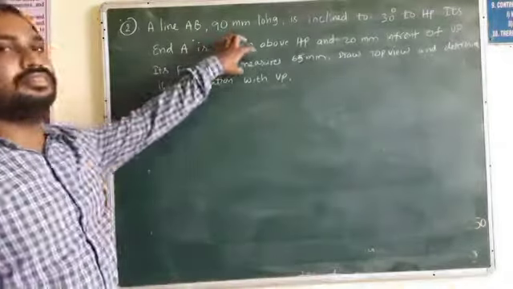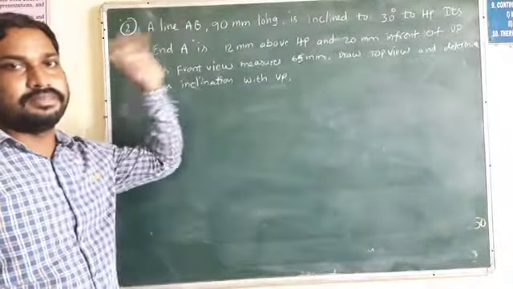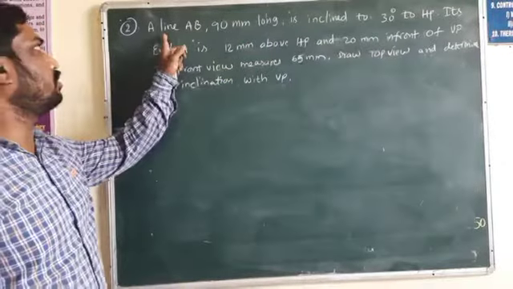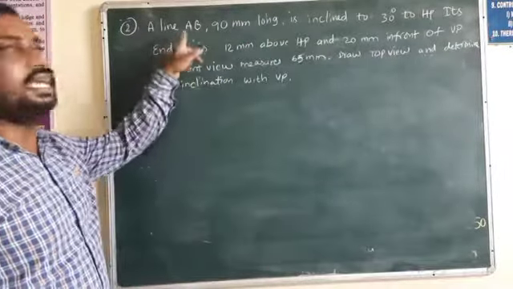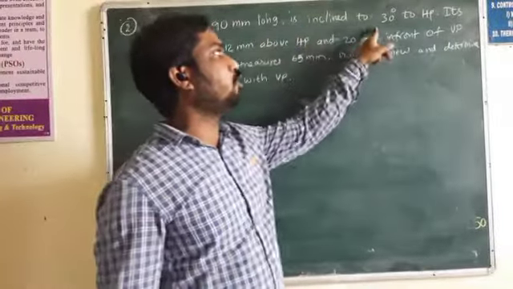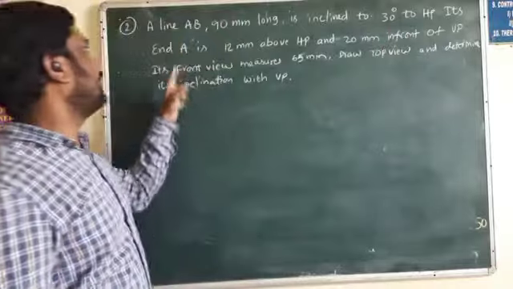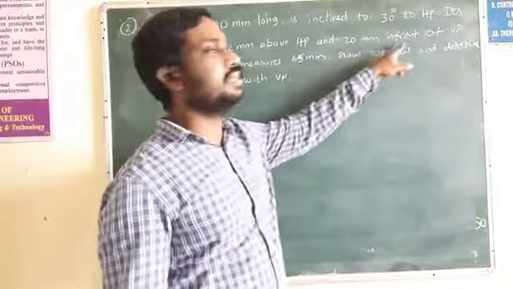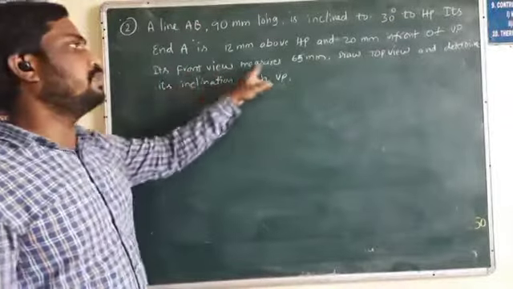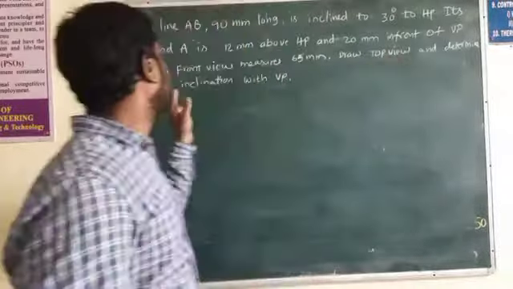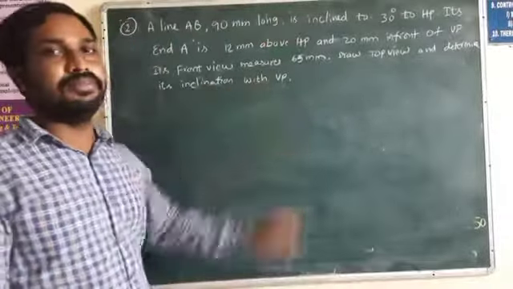Okay, this is the second problem in the projection of straight lines inclined to both the planes. First, read the problem. A line AB 90 mm long is inclined at 30 degrees to the HP. Its end A is 12 mm above HP and 20 mm in front of it. Its front view measures 65 mm. Draw the top view and determine its inclination with the vertical plane.